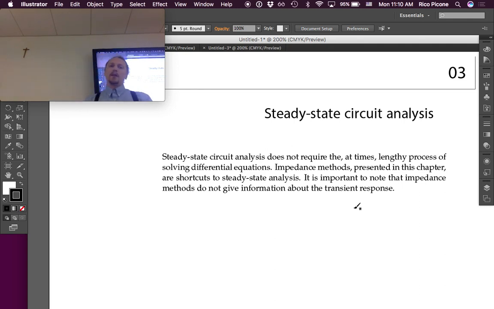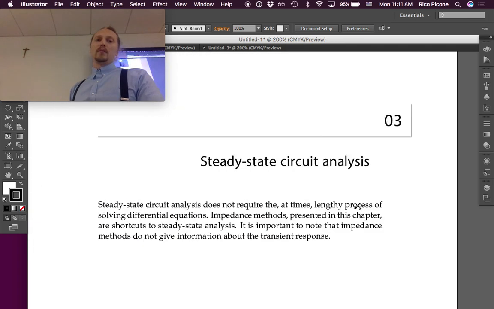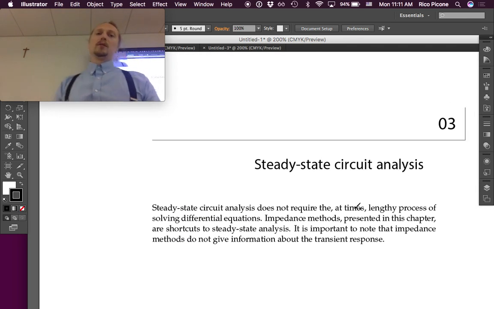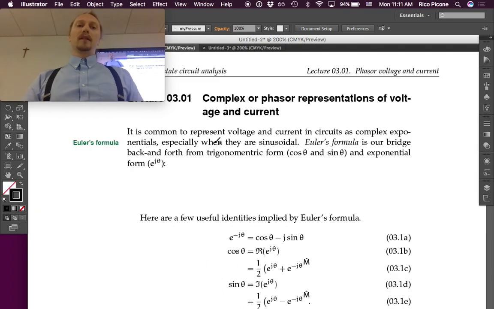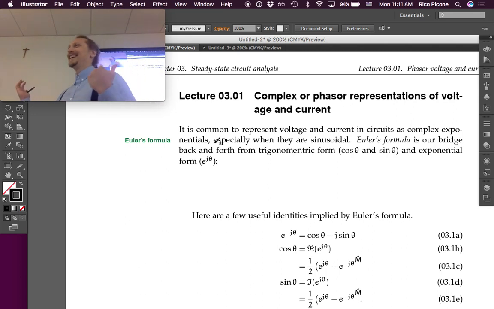And it's important to note that impedance methods do not give information about the transient response. So if you want to know, given some initial condition, what happens with the circuit, you can't find that information from this analysis. So we lose something, but what we gain is that we don't have to go through as complicated an analysis. Complex is the wrong term to use there because we're going to swap out differential equations for complex numbers.